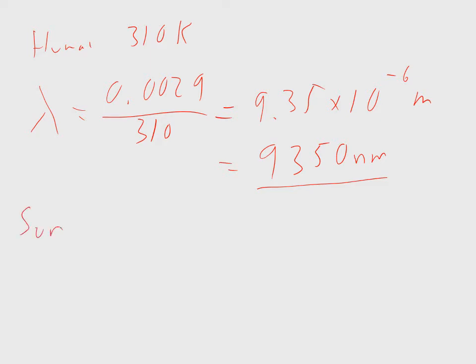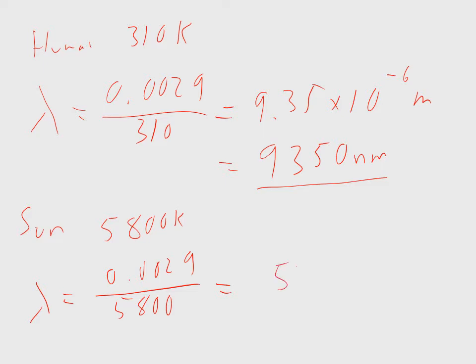The sun, on the other hand, is 5,800 Kelvin. What wavelength does the sun give off most intensely? Take 0.0029 divided by 5,800, and what you come up with is 5 times 10 to the minus 7 meters. That's exactly the same as 500 nanometers.